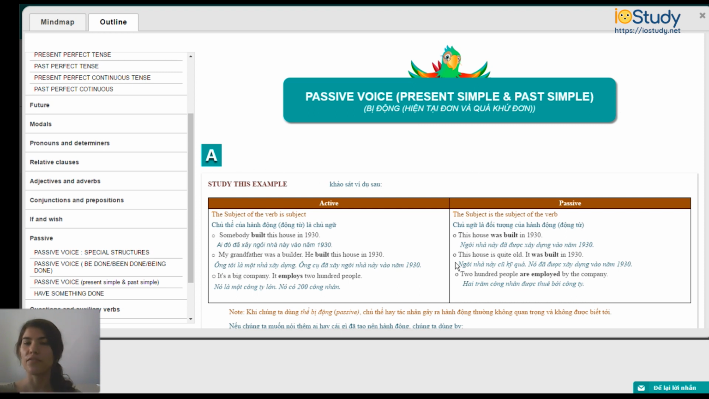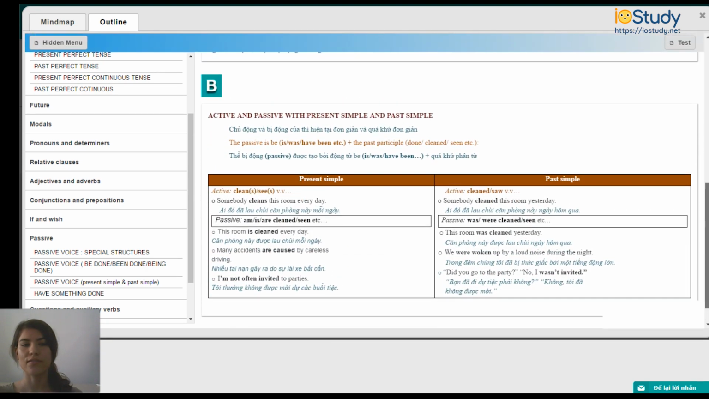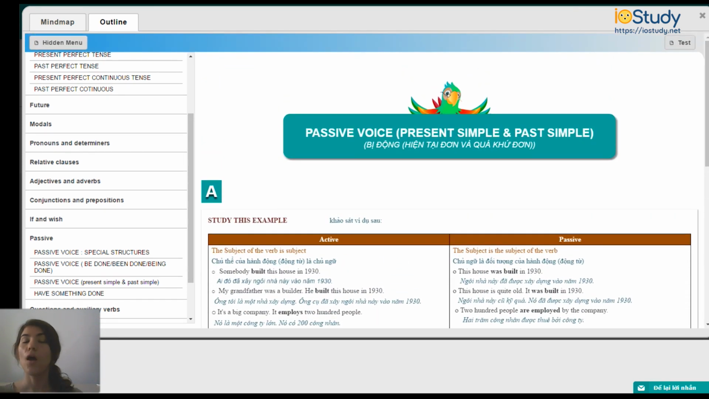So we have an example for you with further information on how to use this correctly in English grammar. So study this to find examples and further information. Once you're finished reading that, you can click here to take the test. And in the next video, we're going to take the test together.